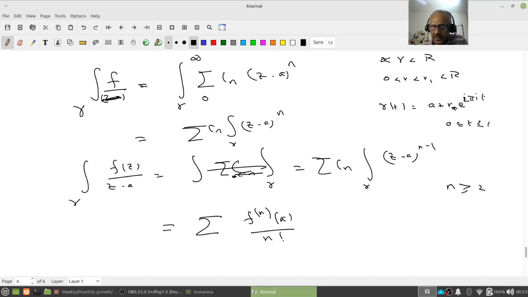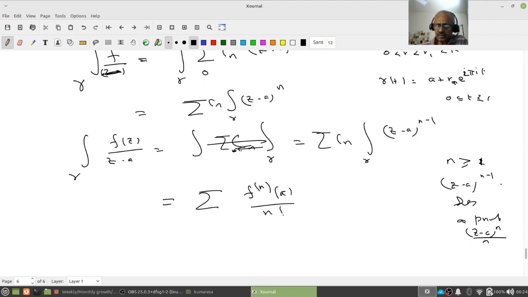Remember, when n is greater than or equal to 1, (z minus a)^(n minus 1) has a primitive, namely (z minus a)^n divided by n. Therefore, for n greater than or equal to 2, this is 0. For n equal to 1, the integrand is a constant, and that has a primitive. Do you follow that? So for n greater than or equal to 1, (z minus a)^(n minus 1) has a primitive, namely (z minus a)^n by n. Therefore all these things will be 0. The only thing which survives is the n equal to 0 term.